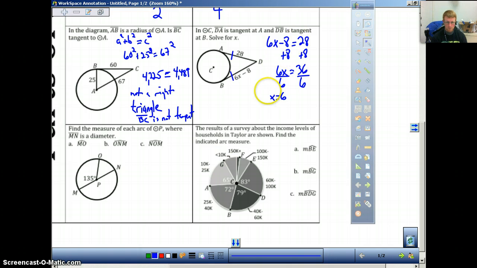And that's it. It wanted us to solve for x. Okay? Because we know they're equal to each other, set them equal to each other. As soon as you know two things are equal to each other, just simply set them equal to each other and then go from there.